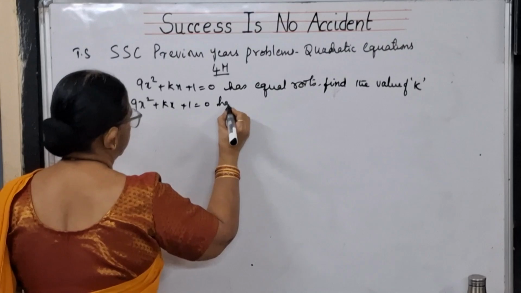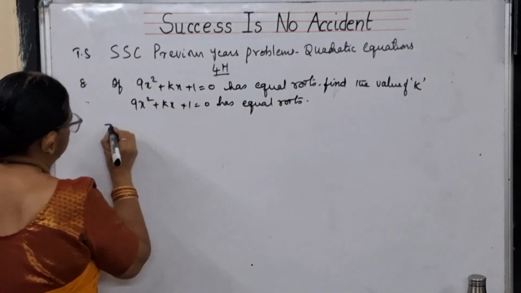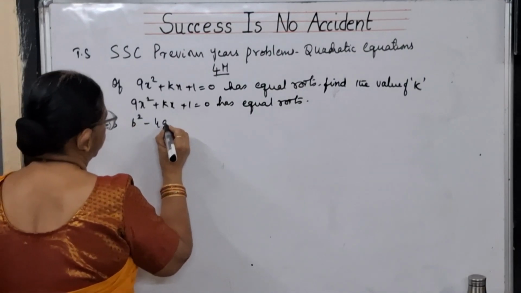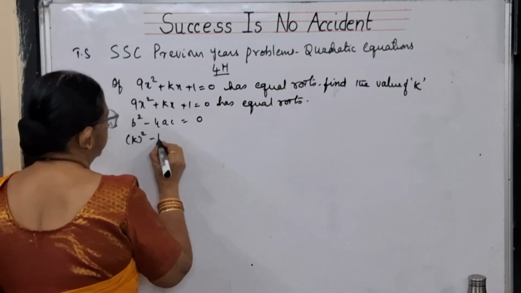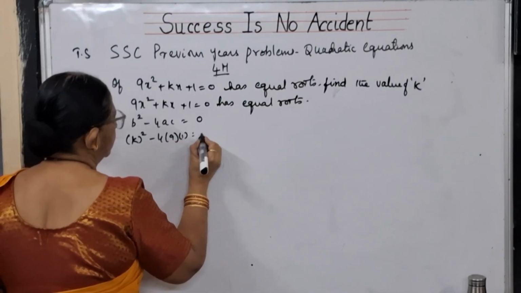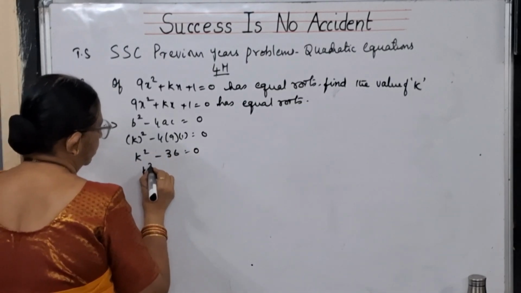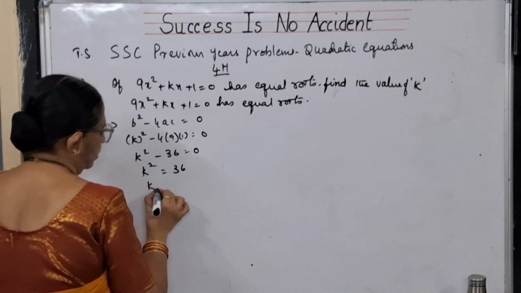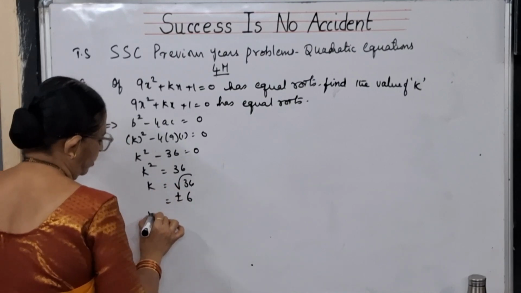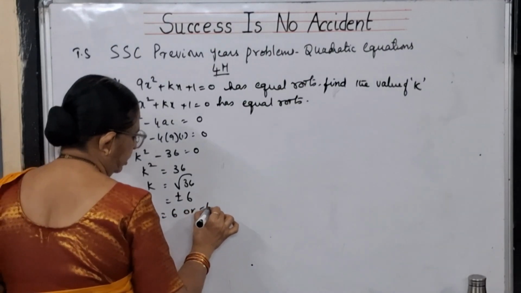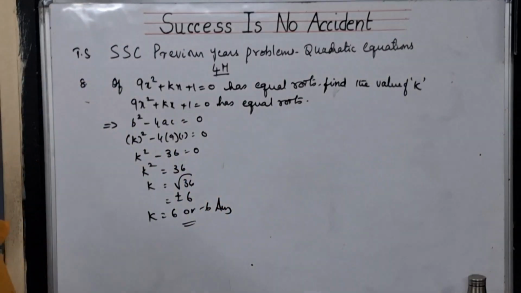It has equal roots. What does this imply? b square minus 4ac is equal to 0. So b square, k square minus 4 into 9 into 1 is equal to 0. k square minus 36 is equal to 0. k square is equal to 36. k is equal to root 36. That means plus or minus 6. So k is equal to 6 or minus 6 is the answer for this problem, children. Please copy.